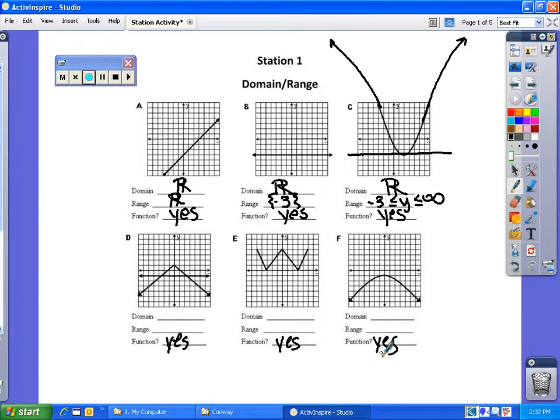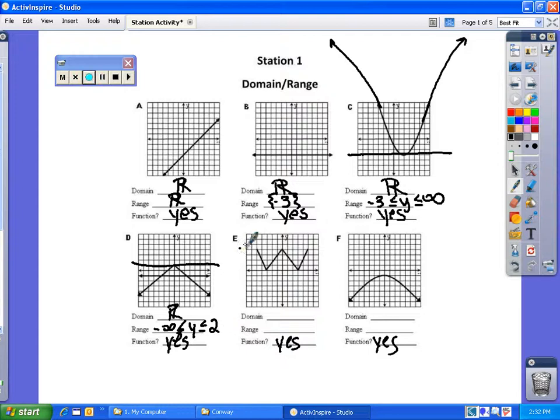Okay. Domain for this one, again, just like the one before, letter C, all real numbers. And then for range, the highest point is 2, but the lowest point is -infinity. So it's going to go from -infinity, less than or equal to y, less than or equal to 2.